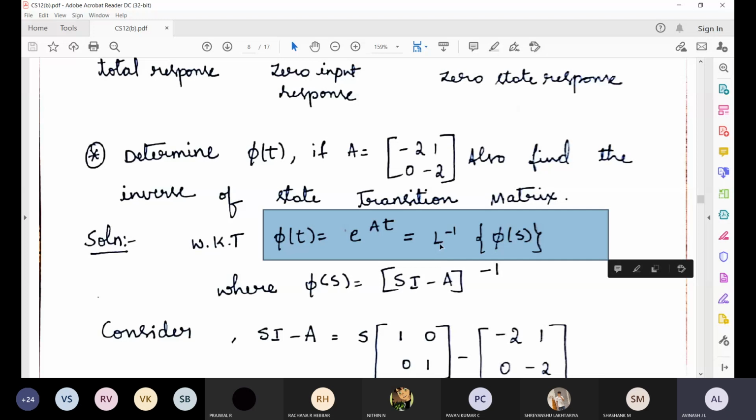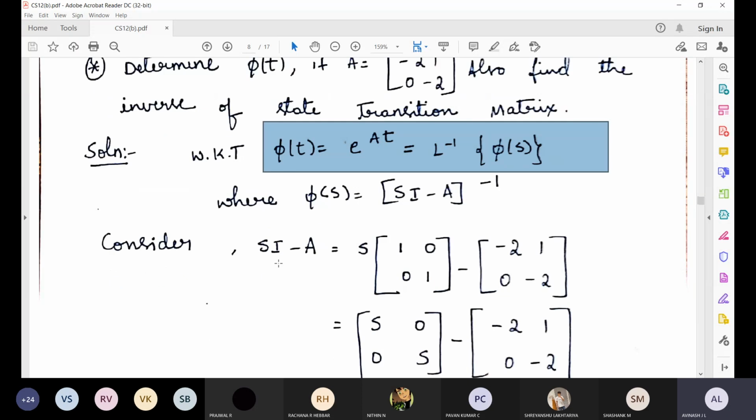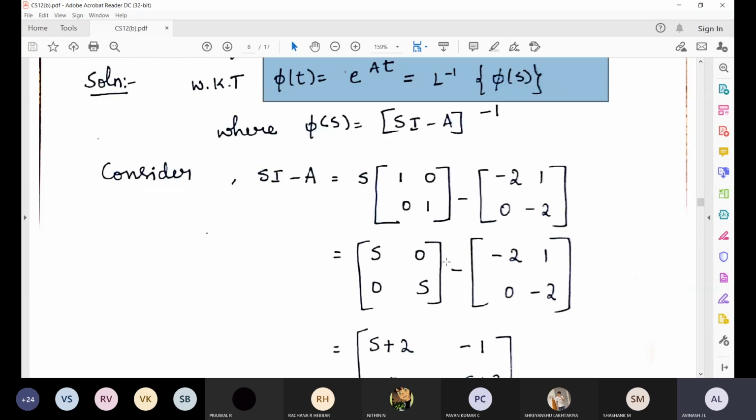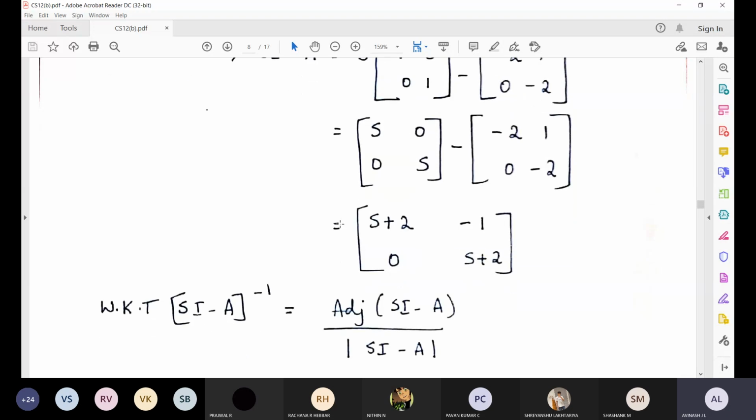e to the power of A t means what? Laplace inverse of phi of s. Correct. So what is phi of s? (sI minus A) inverse. So sI means what? s is the variable s, I is the identity matrix, and A is the value which they have given. So (sI minus A) we can find out. It is [s plus 2, minus 1; 0, s plus 2]. Now once we find the (sI minus A) value, we need to calculate (sI minus A) inverse. So what is the method of finding the inverse?